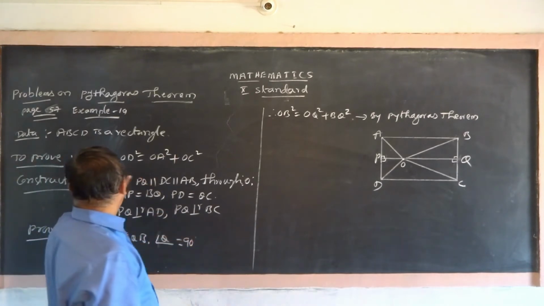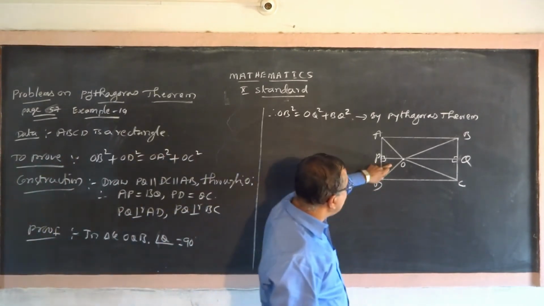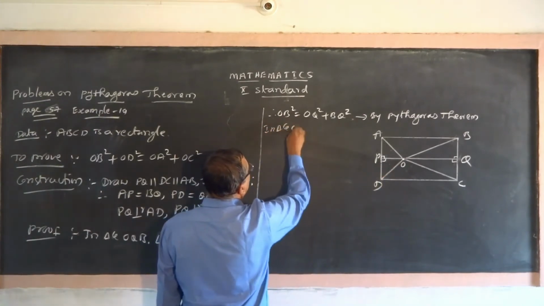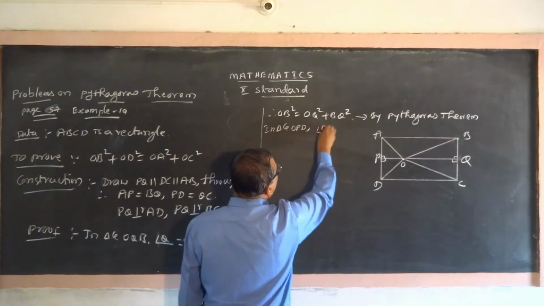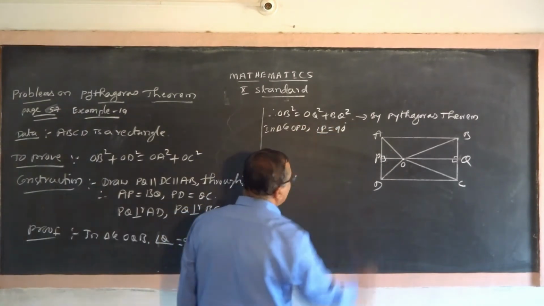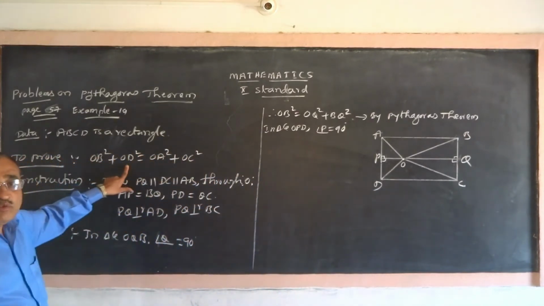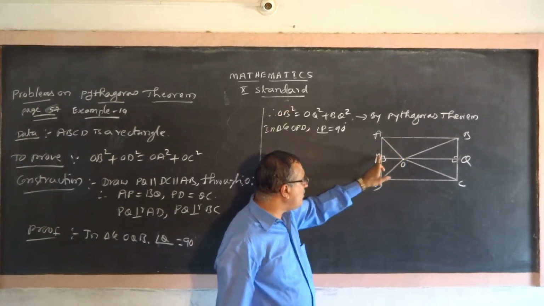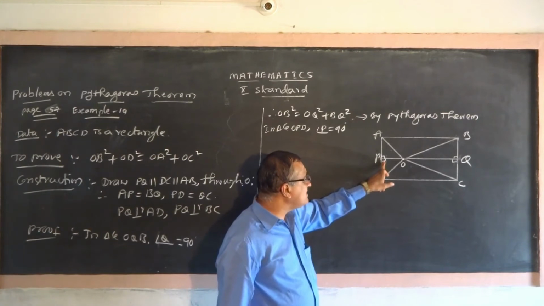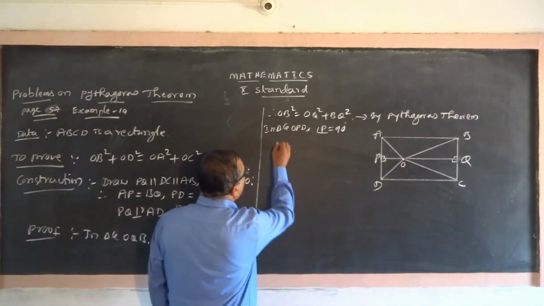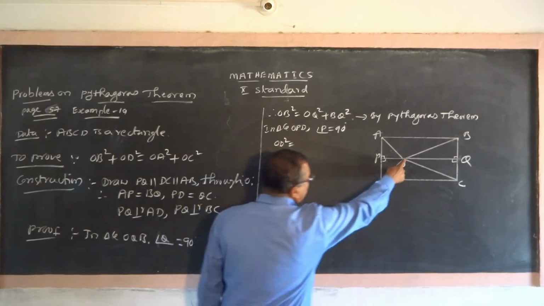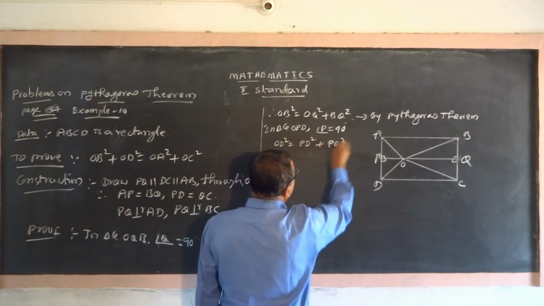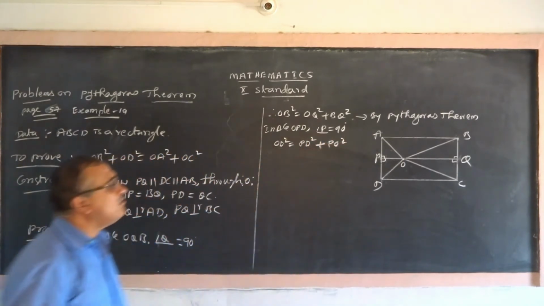In the same way, in triangle OPD, angle P equals 90 degree. Why did we take this triangle? You want OD square. Where is OD? This OD lies in this triangle. Therefore, take triangle OPD, angle P equals 90 degree. Therefore, OD is the hypotenuse. OD squared equals PD squared plus PO squared.